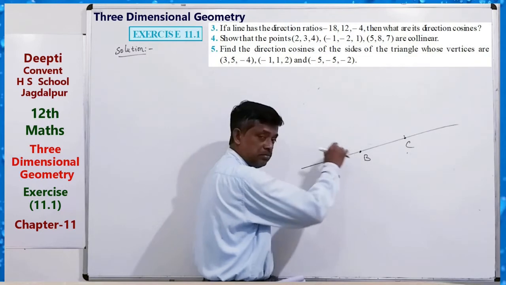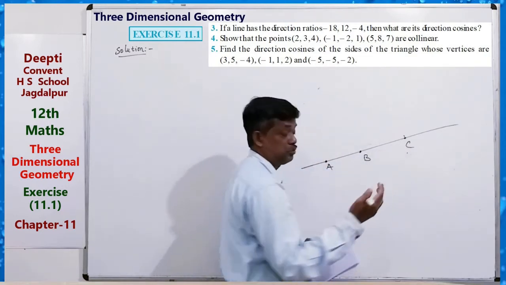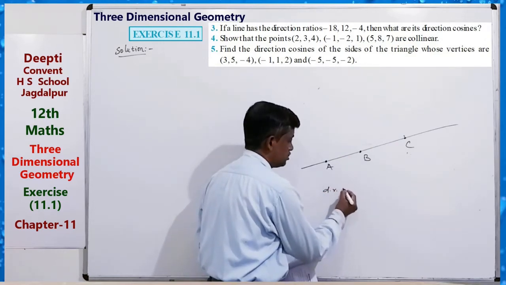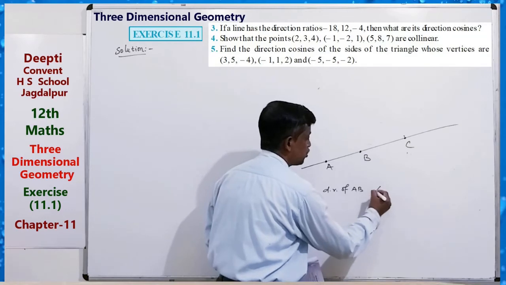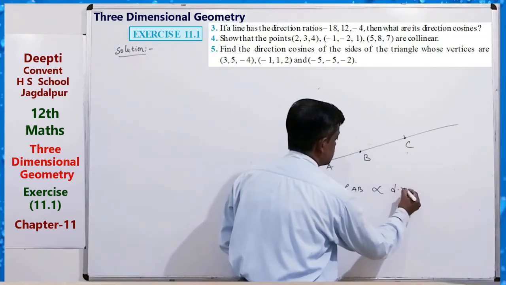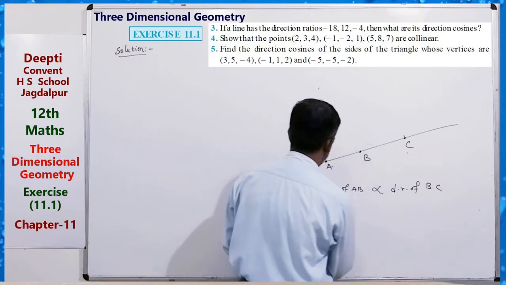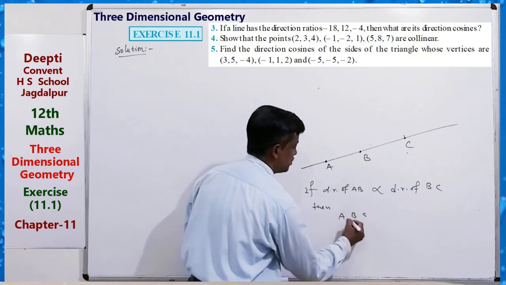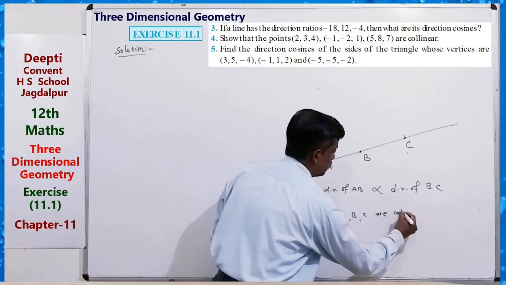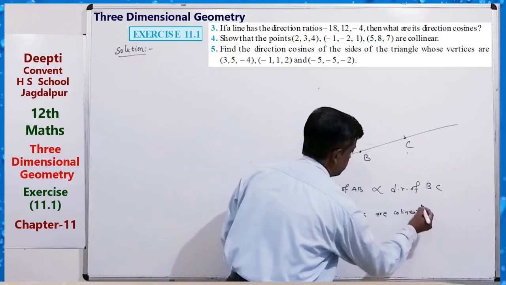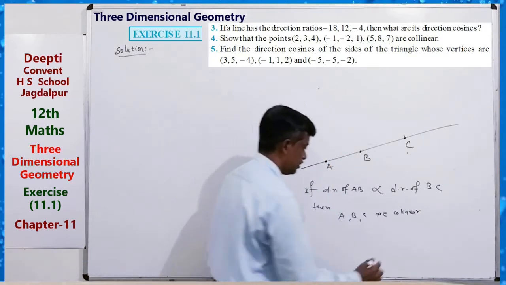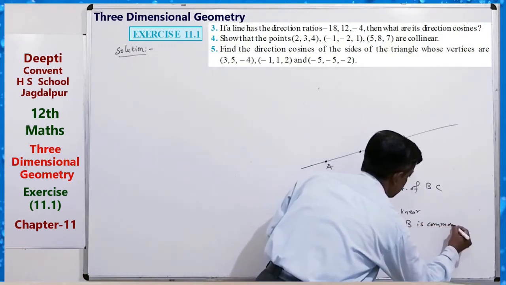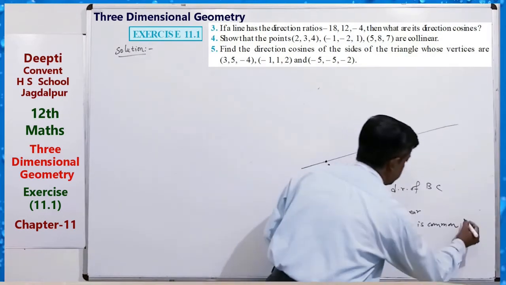Direction ratios of AB, and direction ratios of BC also we can find. If the direction ratios of AB are proportional to the direction ratios of BC, then A, B, C are collinear, as B is the common point.